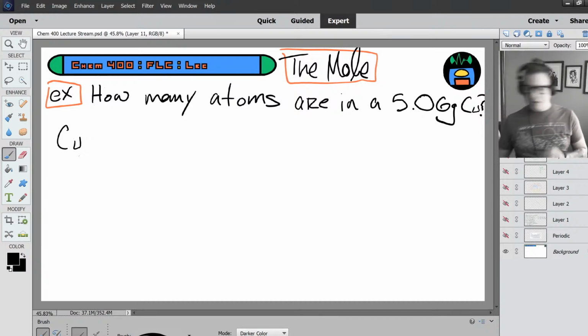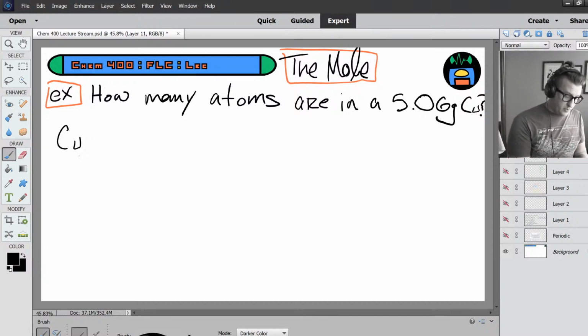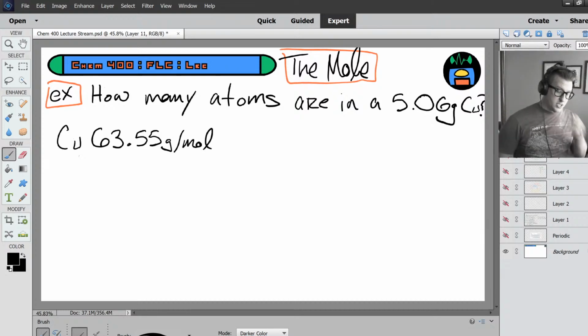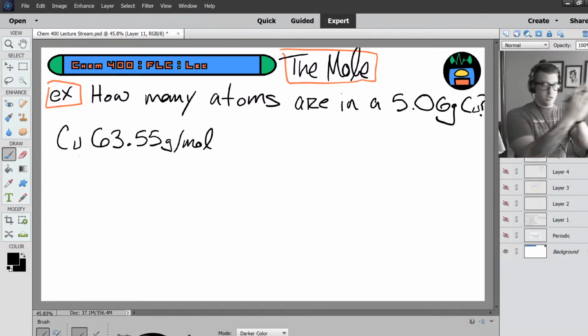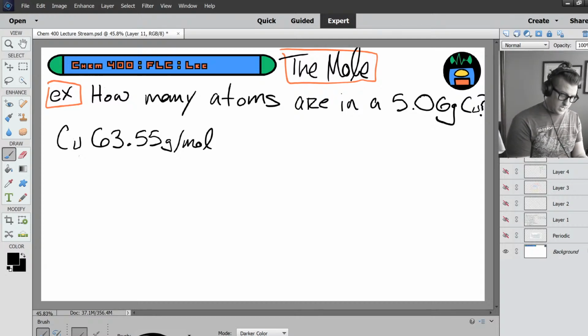There you go, 63.55. Copper has an atomic mass of 63.55 grams per mole. So I can use the atomic mass of copper to convert my grams of copper to moles of copper, and then I can use Avogadro's number to convert moles of copper to atoms of copper. So this will be a two-step unit conversion, and you execute it like so.